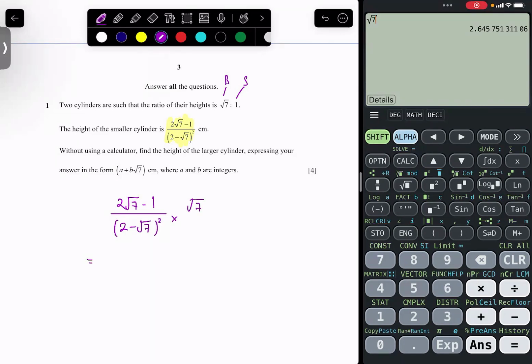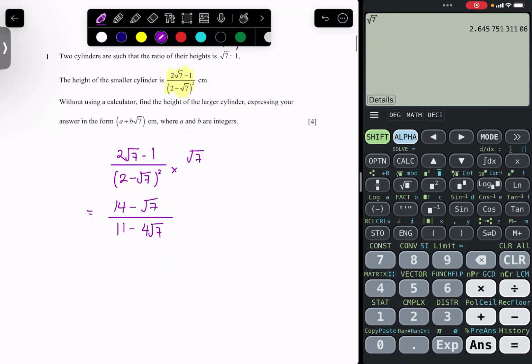So we'll have 14 minus root 7 over the expansion of the bottom, (a minus b) squared, so we'll have a squared minus 2ab plus b squared. So that would be 11 minus 4 root 7. To rationalize this, I need to multiply by (11 plus 4 root 7) over (11 plus 4 root 7). So that will give me 11 squared minus (4 root 7) squared.